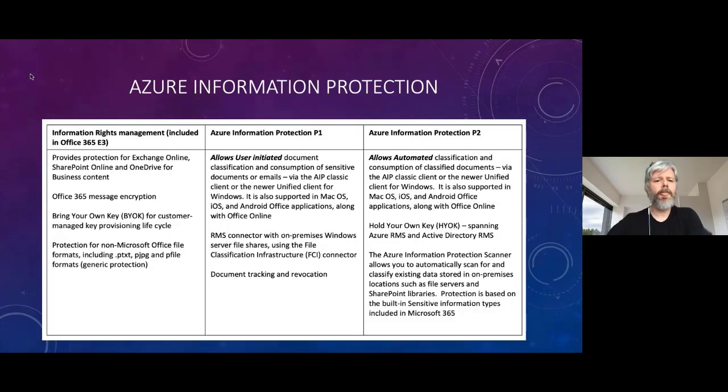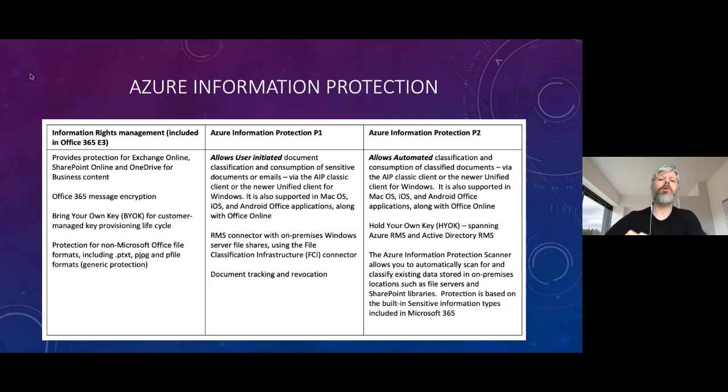So how does this all come together, and what do you get with the various subscriptions? On the left here we have information rights management, which I've already explained is included in Office 365 E3, still is to this day, and this provides protection for Exchange Online, SharePoint Online, and OneDrive for Business content. It gives you Office 365 message encryption. It enables you to bring your own key for customer managed key provisioning lifecycle. It also gives you the ability to protect non-Microsoft Office file formats, including PTXT, PJPG, and P-file formats.